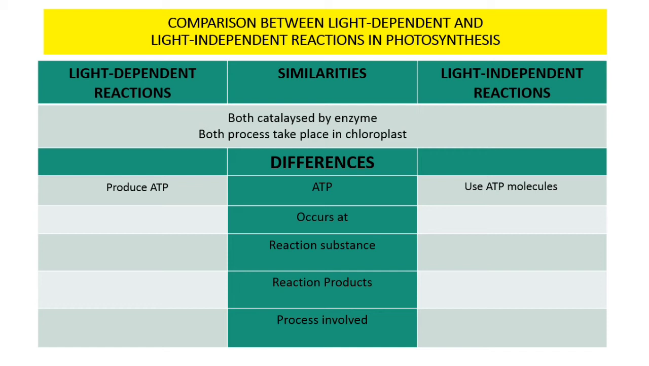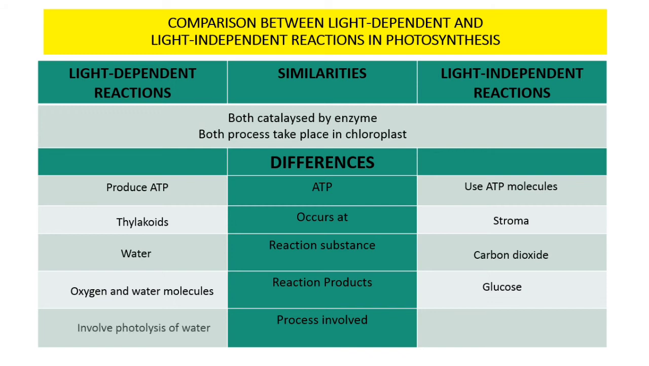The light-dependent reaction occurs at thylakoid, while light-independent reaction occurs at stroma. The reaction substance required during light-dependent reaction is water, while the reaction substance required during light-independent reaction is carbon dioxide. The product produced during light-dependent reaction is oxygen and water, while the product produced during light-independent reaction is glucose. The process involved in light-dependent reaction is photolysis of water, while the process involved in light-independent reaction is reduction of carbon dioxide.